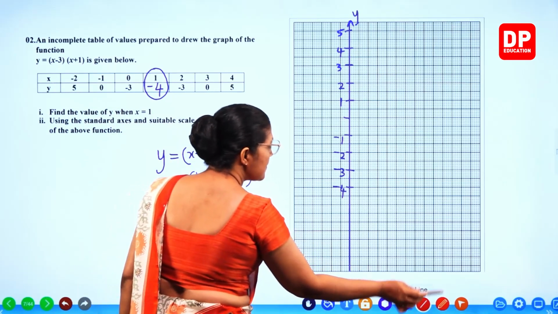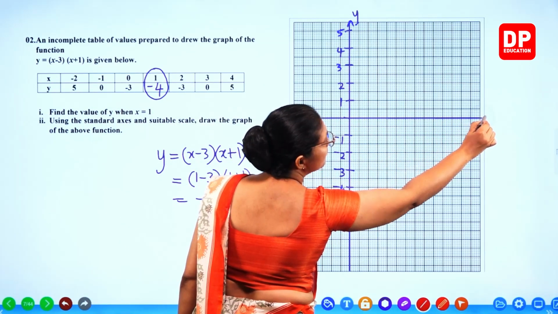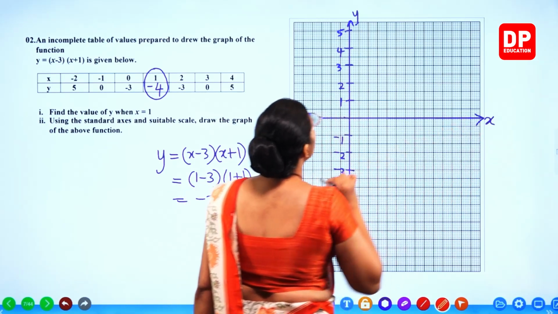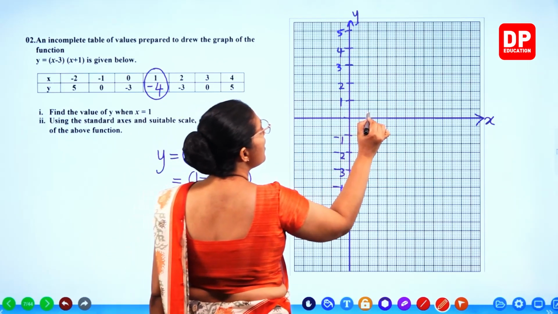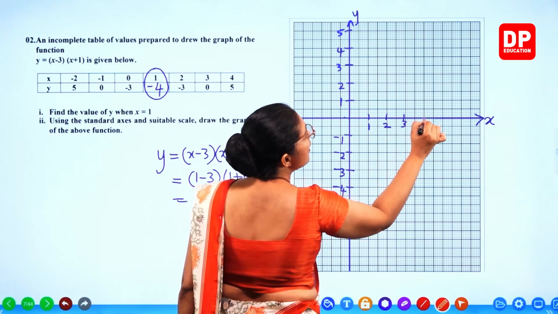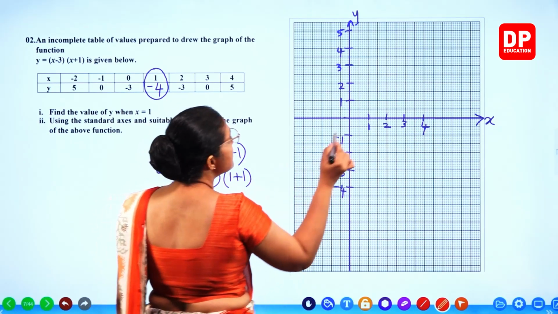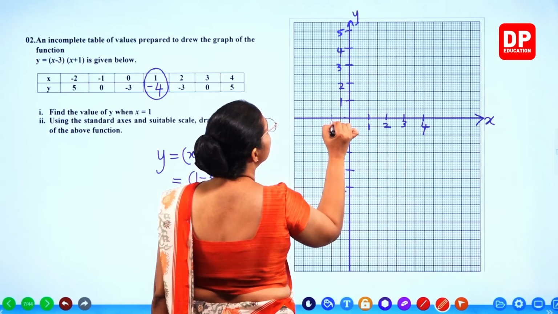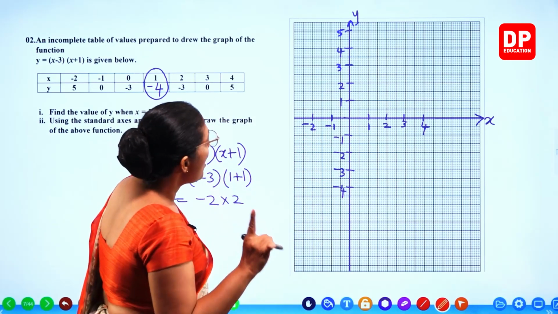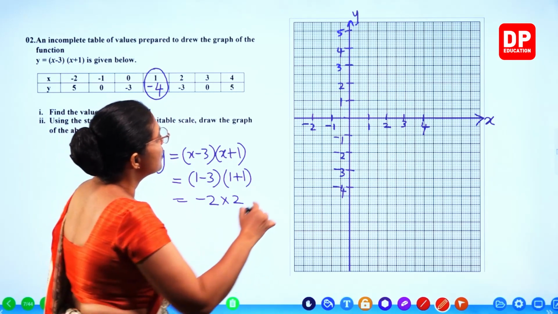So x-axis is here. So label x and y. Now again 2 squares 1 unit. 1, 2, 3, 4. And then this side minus 1, minus 2. So you get 1 mark for scaling the graph. So this is 0.